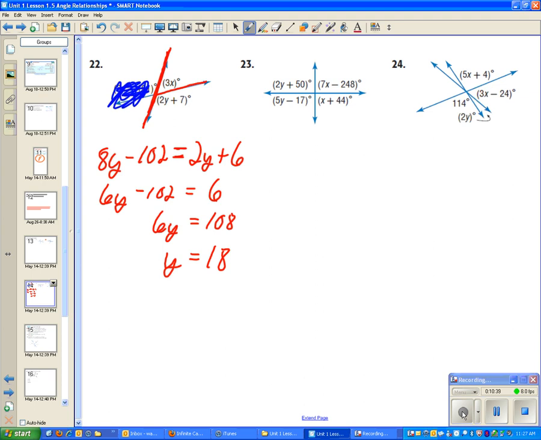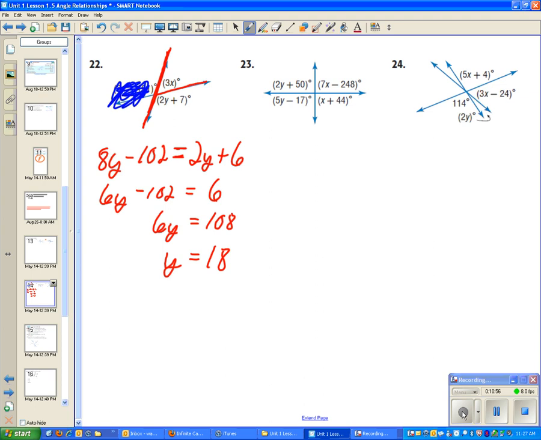Because remember what a linear pair is? Adjacent angles that form a line. That's not the definition, but that's my paraphrase. Adjacent angles that form a line. Well, those two angles are adjacent angles, and they form a line. So they are a linear pair.